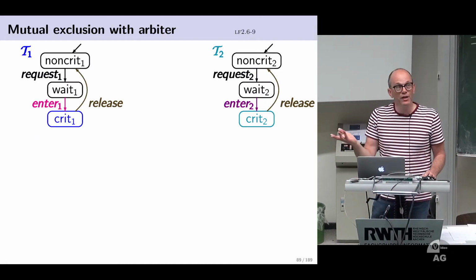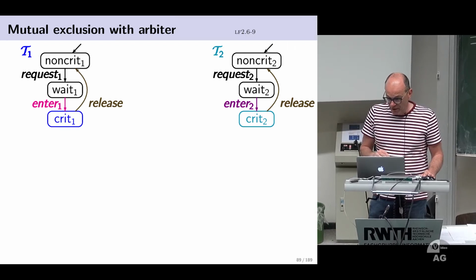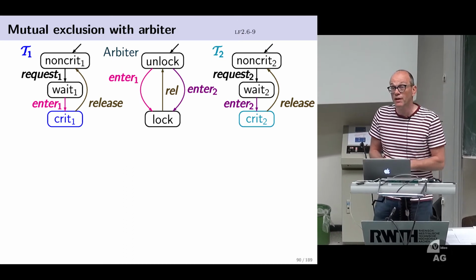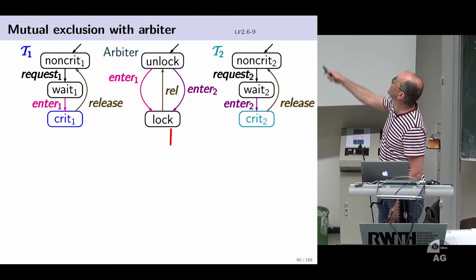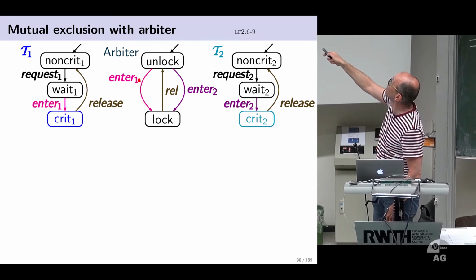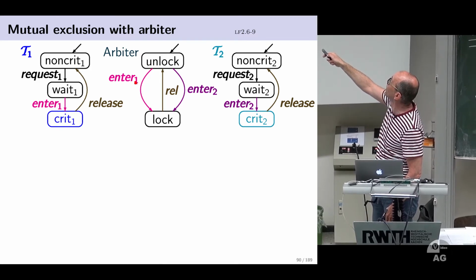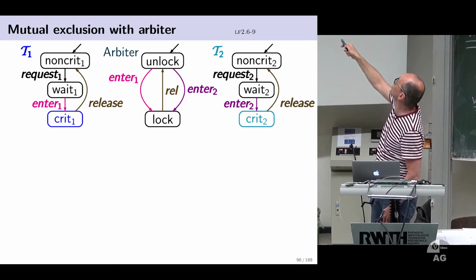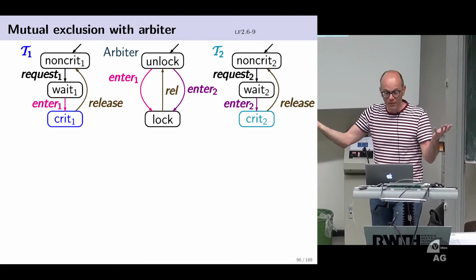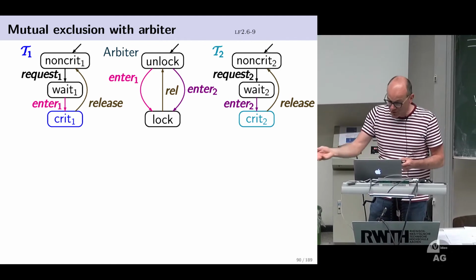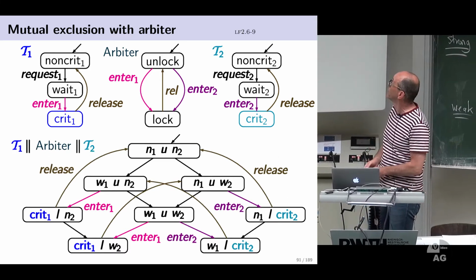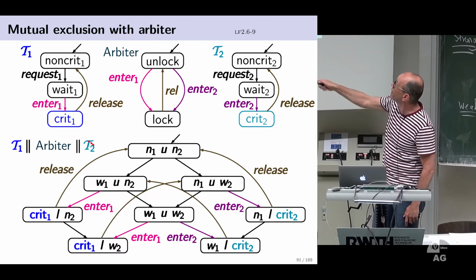An example that you have seen already sometimes before. There are two transition systems. They both want to enter the critical section, and there is this arbiter, which is a kind of semaphore that actually gives you access to the critical section by either synchronizing with the first process over enter 1 or synchronizing over enter 2 with the second process. And it can only synchronize with one at a time, and therefore only one of them can enter the critical section.